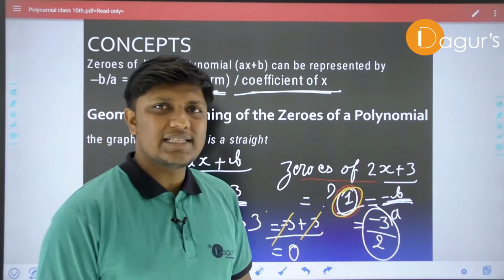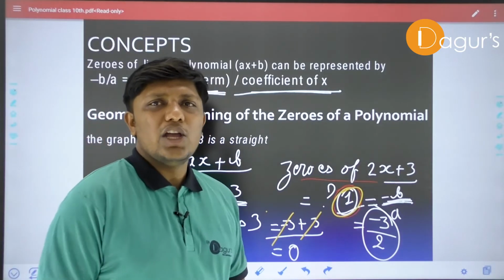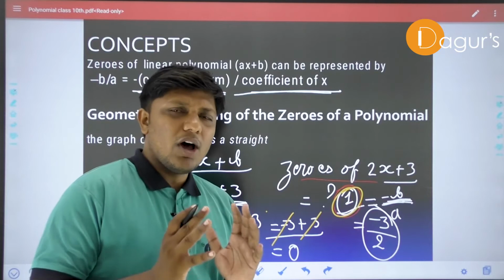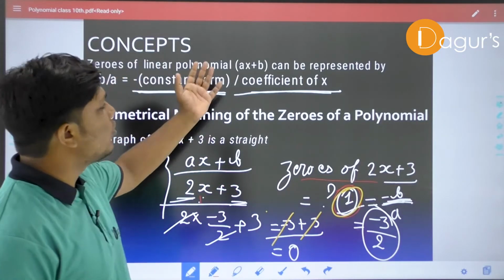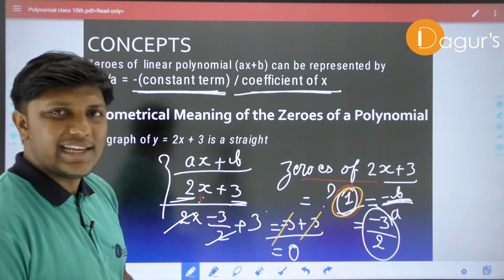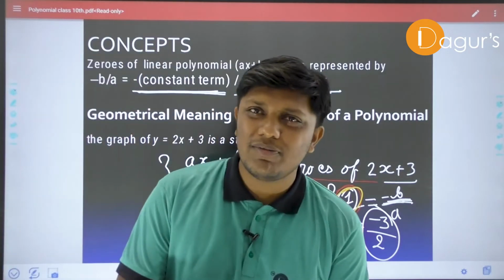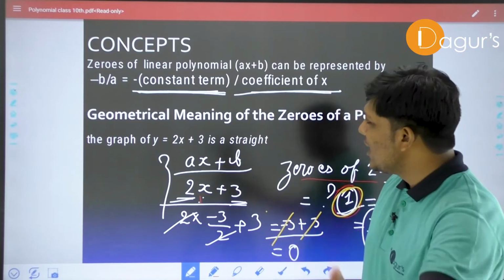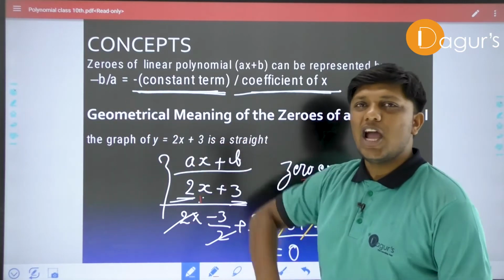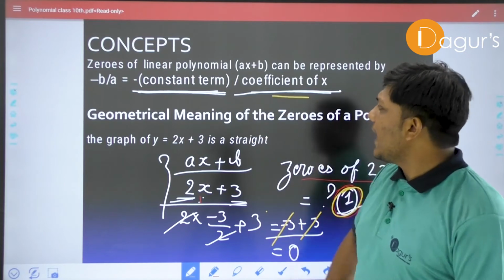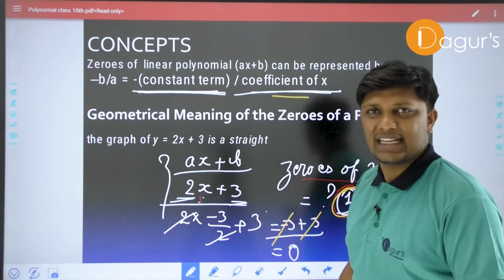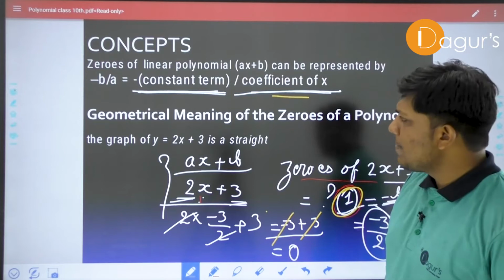Is it okay, students? Now I think you all are clear exactly what the zero of the linear polynomial is. Yes, you are right. The zero of the linear polynomial is equal to minus b upon a, where minus b is the constant term and a is the coefficient of x. Good. Next, what do we have?